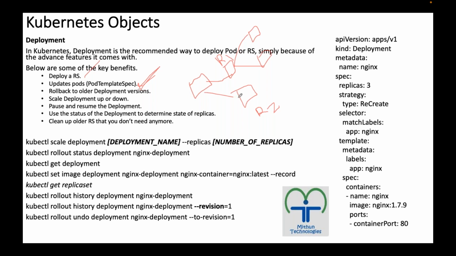Does the deployment create another replica set like this? First, it will create one new-version pod. Then it removes one old pod, like a rolling update. It first creates one new pod, then deletes one old pod.